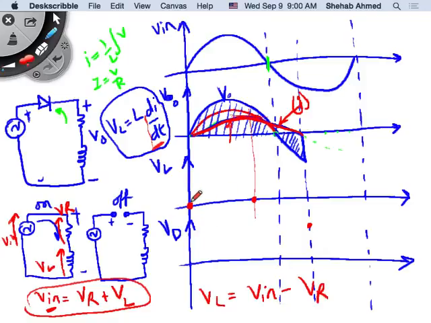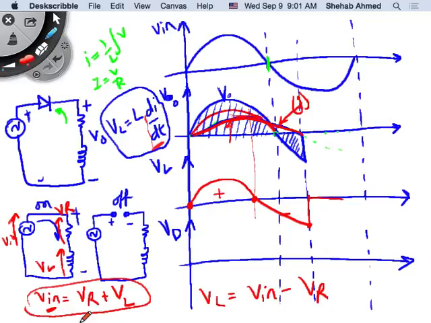Between here, again I don't know the shape. In between these two points, V input is a high number, VR is a little bit smaller, so it's going to be positive. And between here and here, beyond the point where they equal each other, VR is actually going to be greater than V input, so it's going to be negative. So it will look maybe something like this. And then there is no current anymore flowing in the circuit, so there's no change in current anymore, so it also goes to 0. Yes?